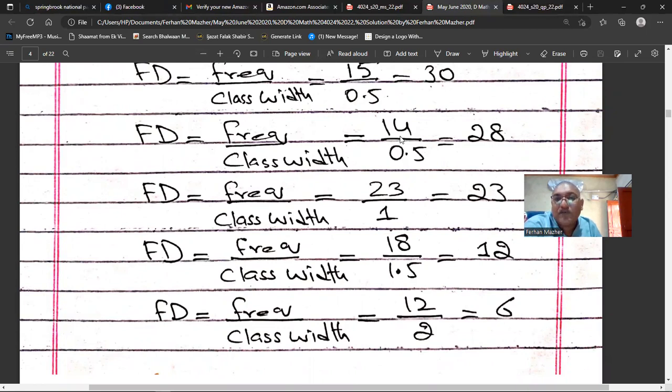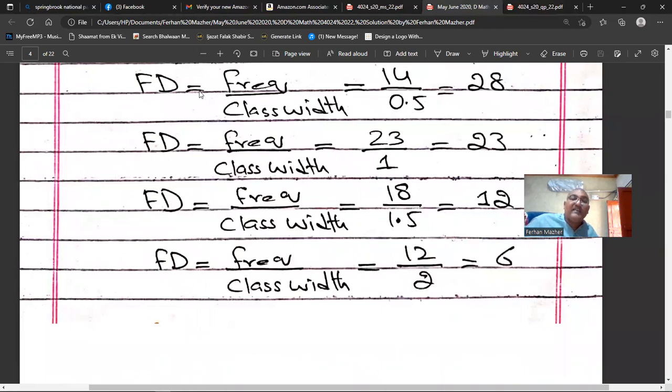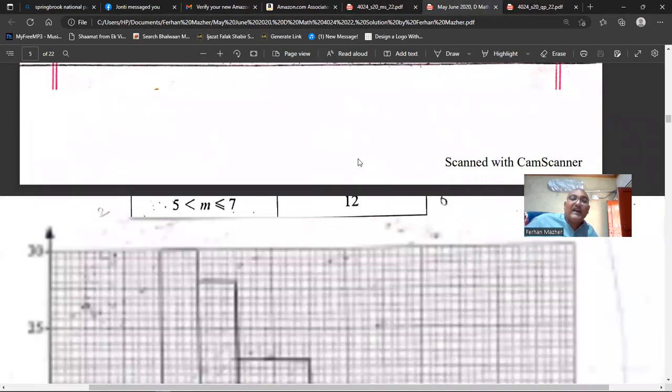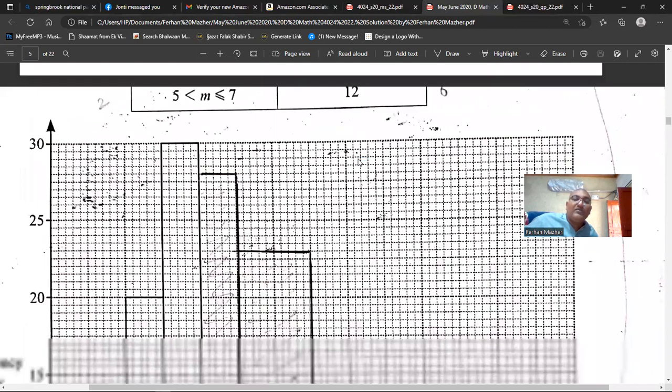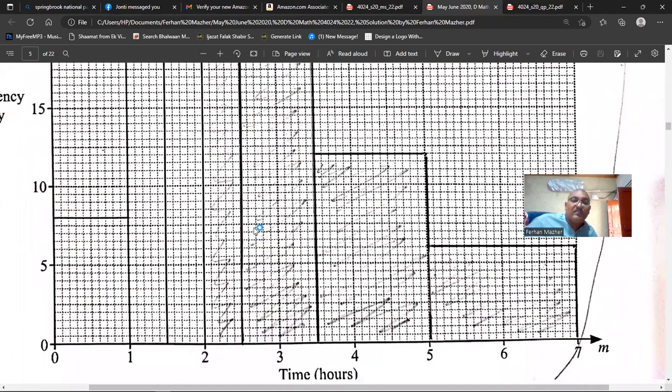So now I know the frequency densities of all the classes. On the x-axis, we have the classes, and on the y-axis, we have the frequency density. So these are the frequency densities which I have to represent: 28, 23, 12, and 6. So I will show that, and here we go. Let me reduce the size so you can see the question.